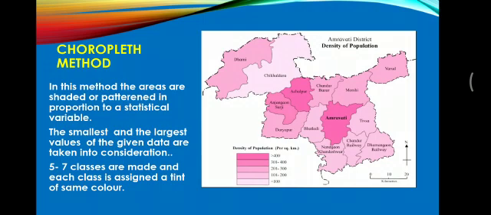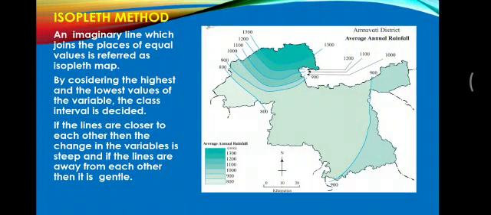Then, 5 to 7 classes are made. Each class is assigned a tint of the same color. The shades or the patterns become darker with increasing value of the given variable and are drawn accordingly on the map.